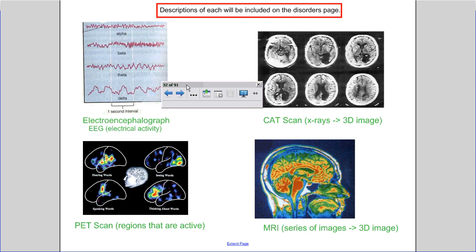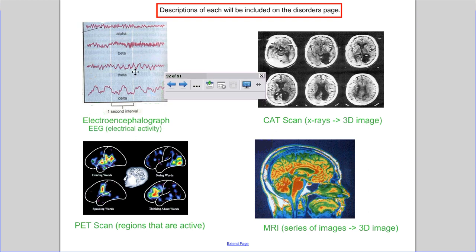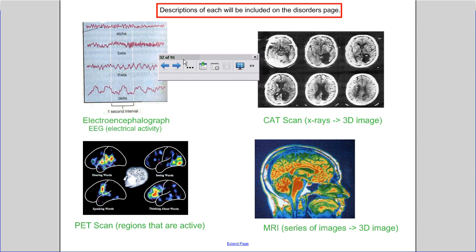Okay, so that measures the electrical activity, and what you get is either a paper printout, or they can show it on a computer screen, the waves that are generated by the electrical activity. And those patterns can show if there might be something wrong with your brain.